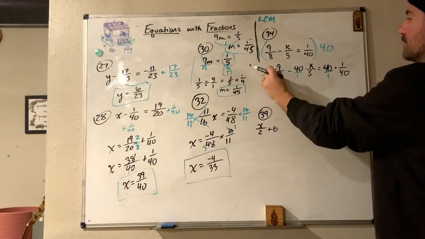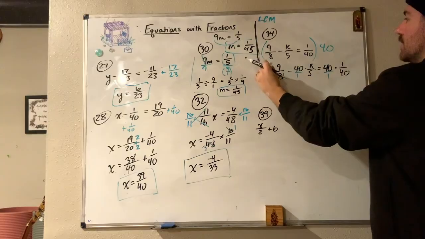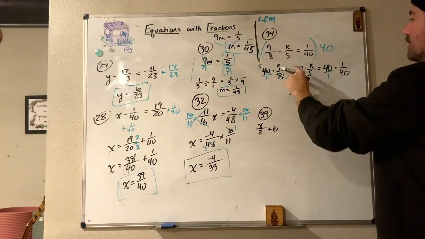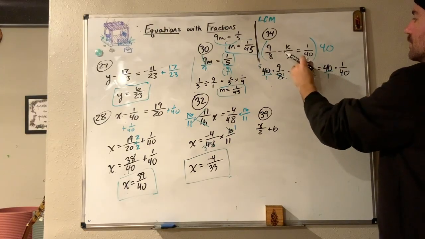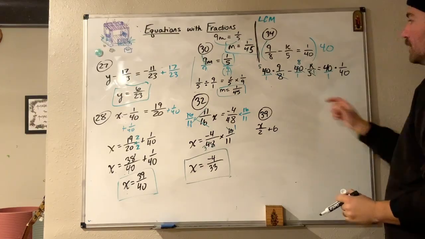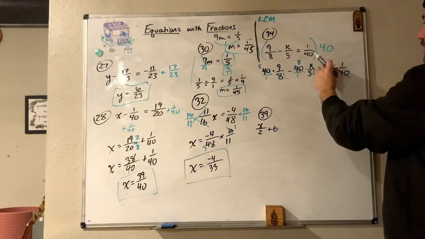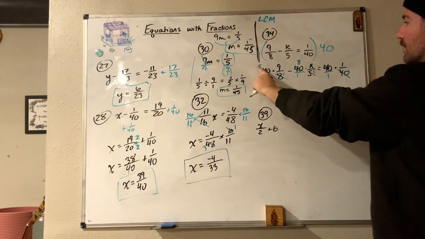Like 8 goes into 40 5 times. You can say 8 goes into itself 1 time and into 40 5 times. 5 goes into 40 8 times. 5 goes into itself once and into 40 8 times. Notice we're just getting ones all on the bottom here. And then 40 cancels with itself. So let's see what we're left with.